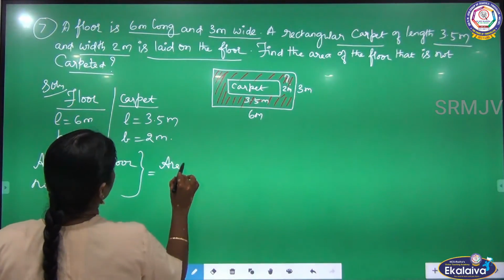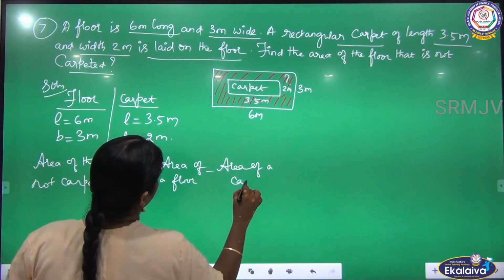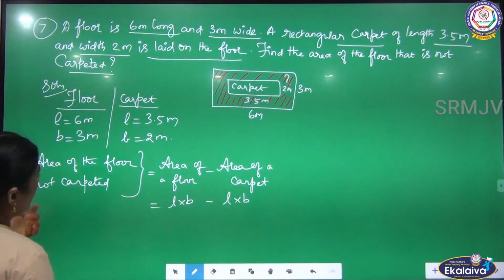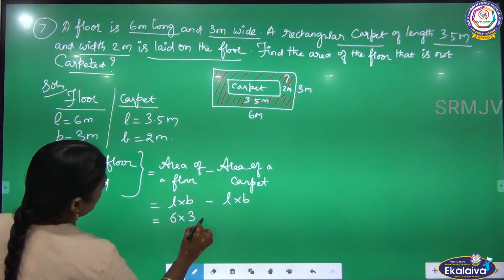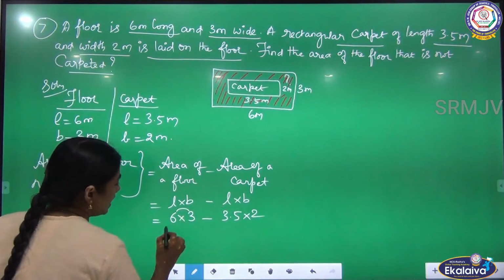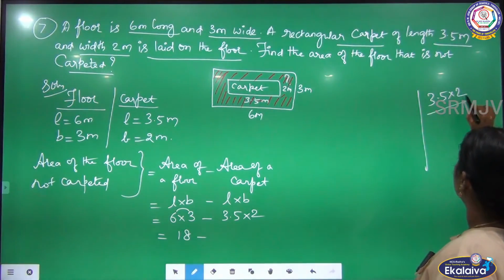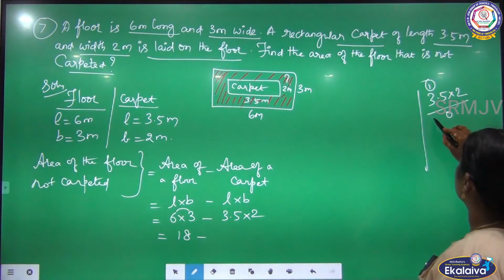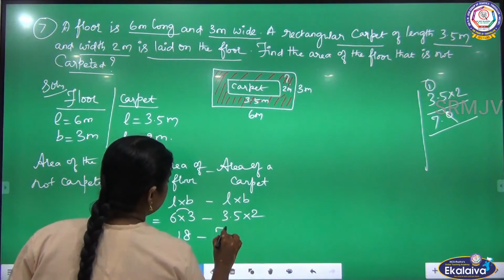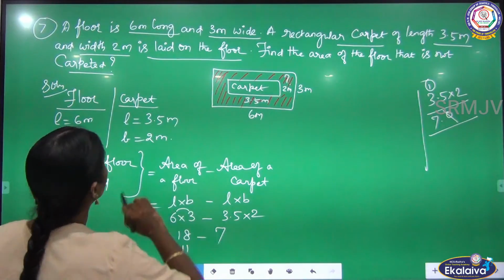what I am going to find out? Area of a floor minus area of a carpet. See, what is this? Length into breadth minus length into breadth. Collect this. What is the length here? 6 into 3 minus what is here? 3.5 into 2. Okay. 6 3s are 18 minus 3.5 into 2. Listen, 5 2s are 10, 1 carry over, 3 2s are 6, 6 plus 1 is 7. Keep the dot here, then the 0 will cut. So what is the answer? 18 minus 7. What is 18 minus 7? 11.